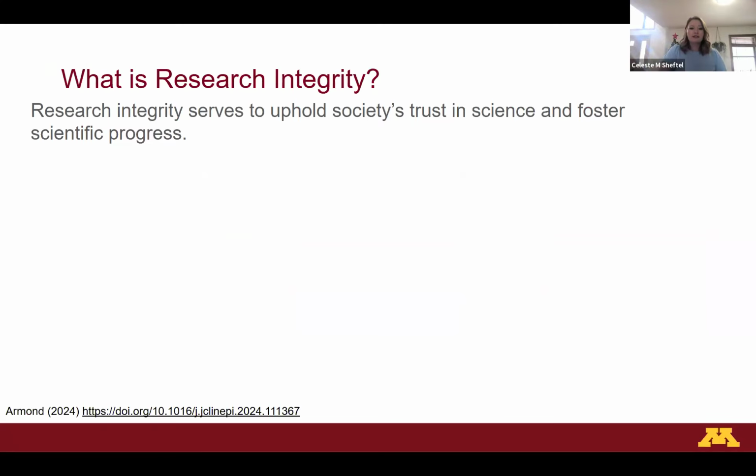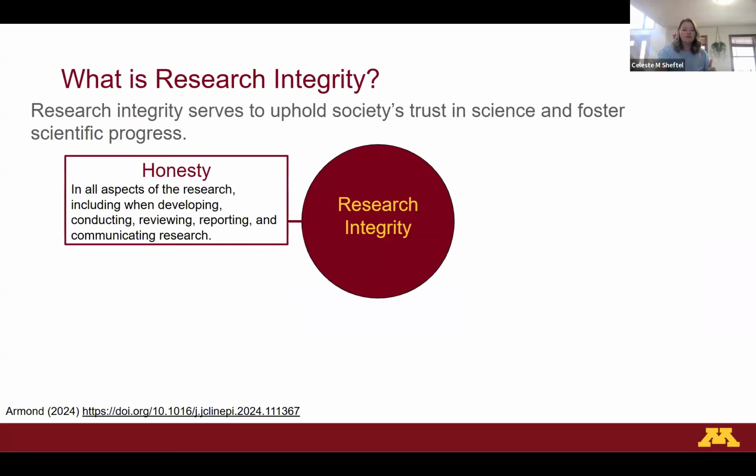So what is research integrity? Research integrity serves to uphold society's trust in science and foster scientific progress. I like to think of research integrity as having five main pillars. The first pillar of research integrity is honesty in all aspects of research, including when developing, conducting, reviewing, reporting, and communicating research.